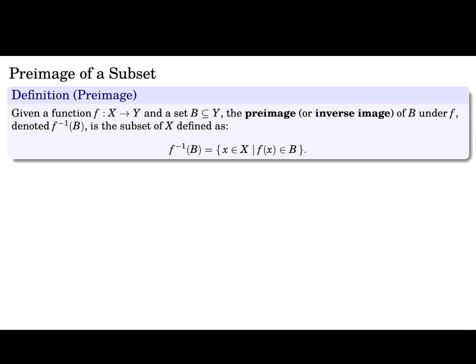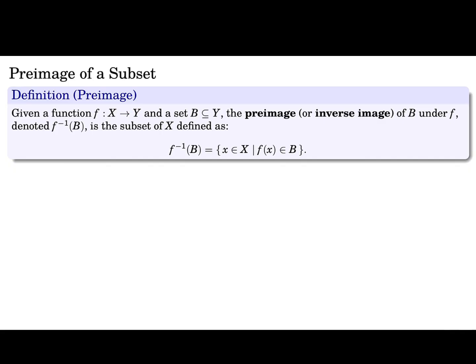Suppose we have a function f with domain X and codomain Y. So we saw before that the image, in some sense, goes forwards. You start with elements in the domain X, and you apply the function, and you get elements in the codomain Y, and all the elements that you can get here is called the image.